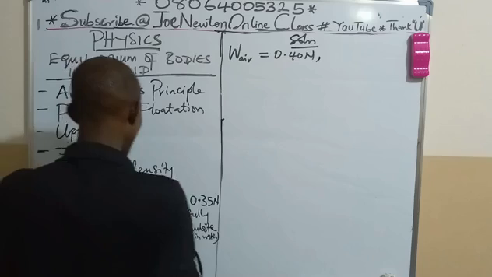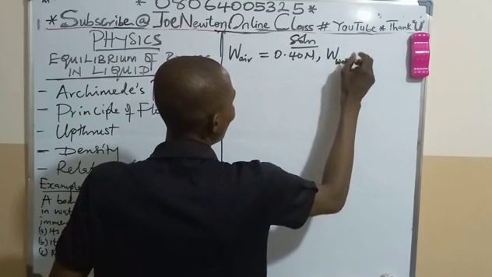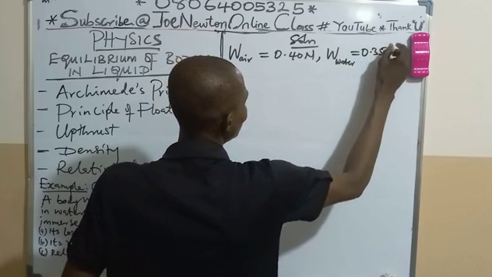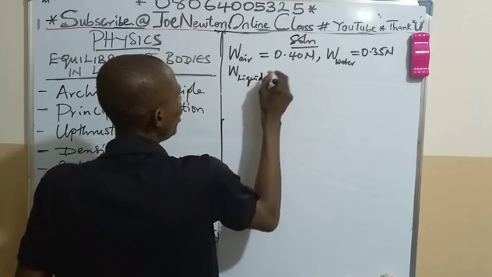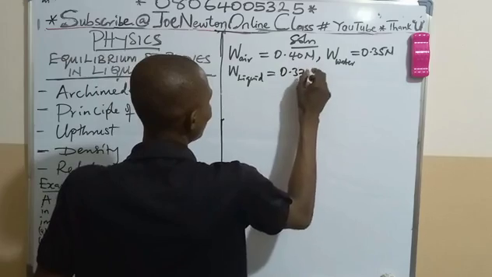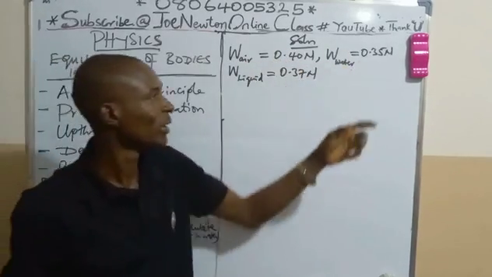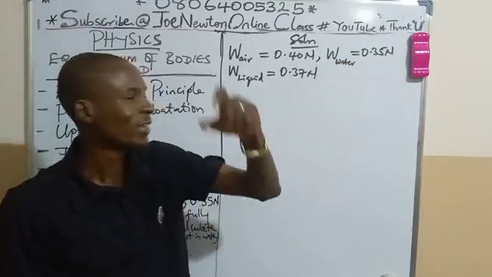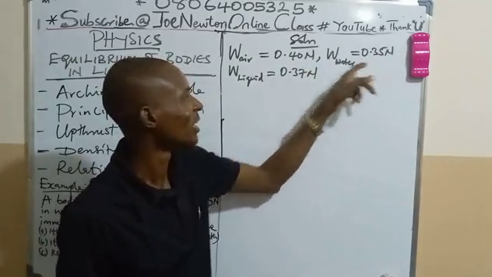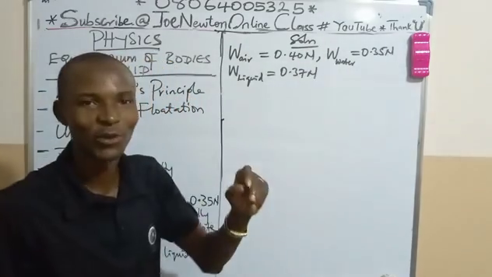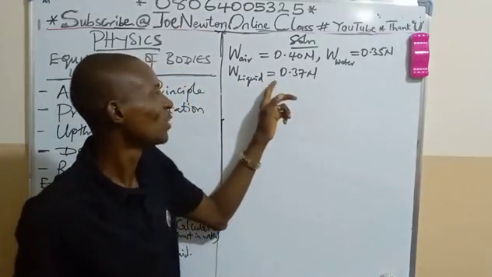Then we are also told that the weight of the body in water is 0.35 Newton. And the weight of the body in the other liquid is 0.37 Newton. Now what do you observe here? You can see that in air the body weighs more than the weight in water. When the body was measured in water, the scale reading shows 0.35, which means there is a loss of weight in water compared to air because of the upthrust. Then when the body was measured in another liquid, for example kerosene or any other liquid, it was observed that the weight of the body is 0.37.